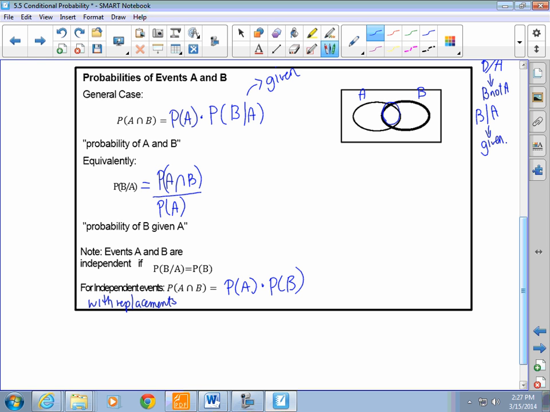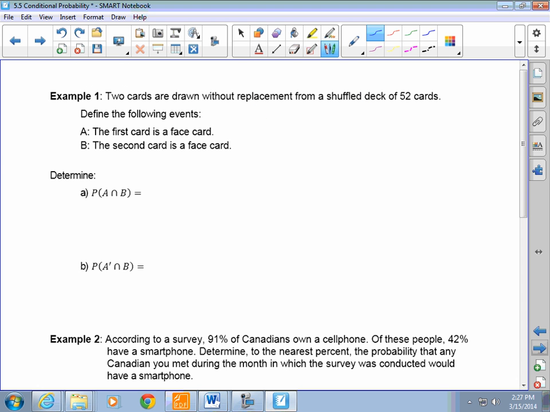Okay, next example. 2 cards are drawn without replacement from a shuffled deck of 52 cards. Define the following events. So this is without replacement. If it's without replacement, that means we're not putting it back in, so what happens in the second selection is going to depend on what you took out in the first. So that means that these are independent events. Sorry, they're dependent events. I said that wrong. So that means dependent.